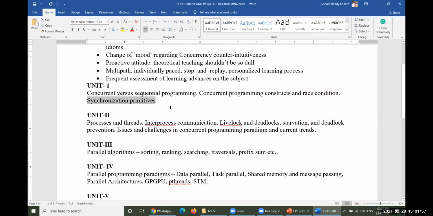We came to the last topic of unit number 1, that is synchronization primitives. Synchronization primitives is the last concept of this unit number 1. So let us see what the synchronization primitives are, how synchronization will be taken into consideration by concurrent programming, and let us see everything here.